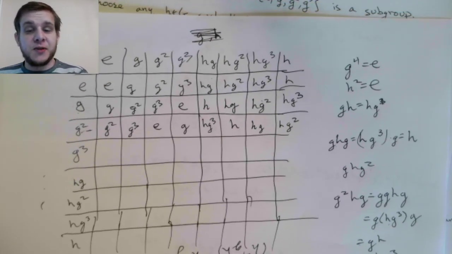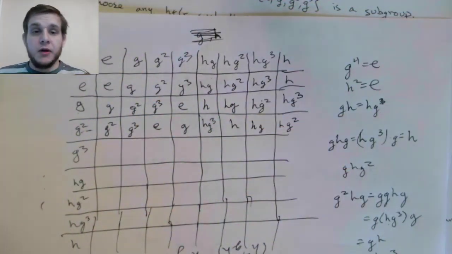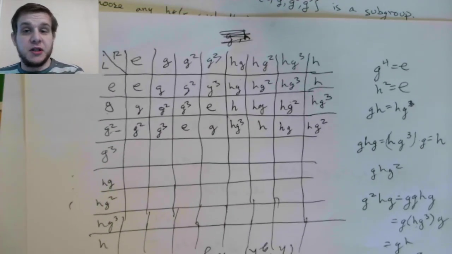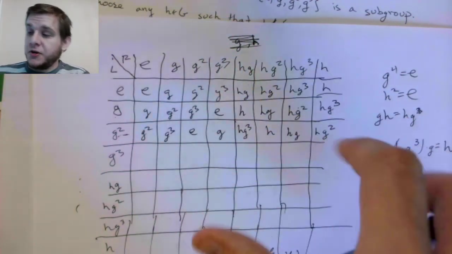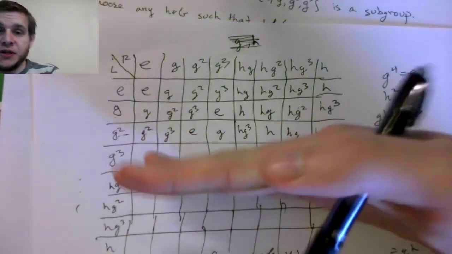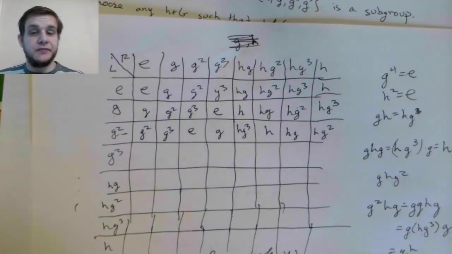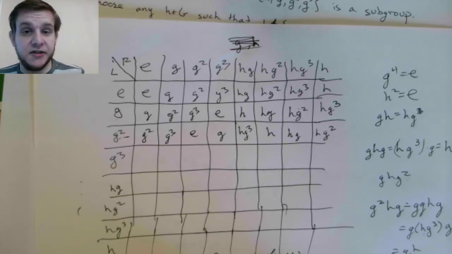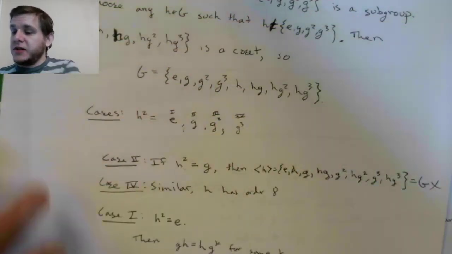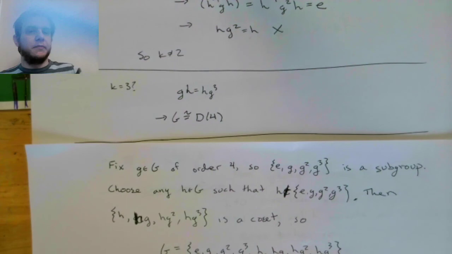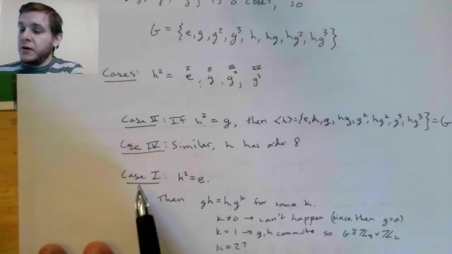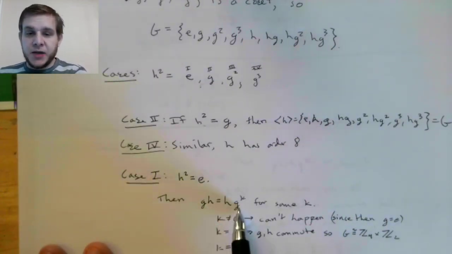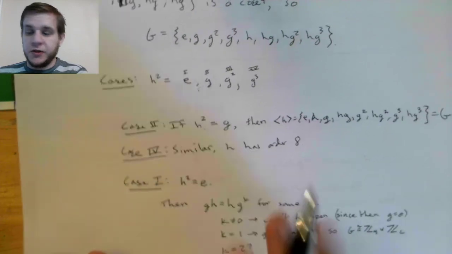And when you fill in the whole multiplication table, you'll see that this multiplication table is the same as the dihedral group's multiplication table, if you plugged it in. So g is going to correspond to rotation by 90 degrees, and h is going to correspond to reflection across the horizontal axis, which is what we discussed at the start of the lecture today. Okay, so that's all I want to say about this case, when k equals 3. And that's sort of the end of the story for case 1, right? Case 1 is when h squared is equal to the identity, and we had all these subcases for k. So we dealt with k equals 0, 1, 2, and 3.